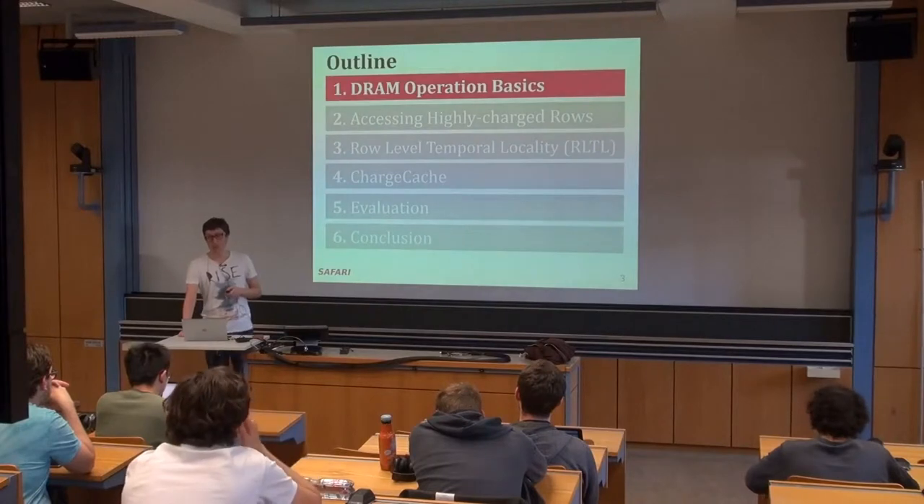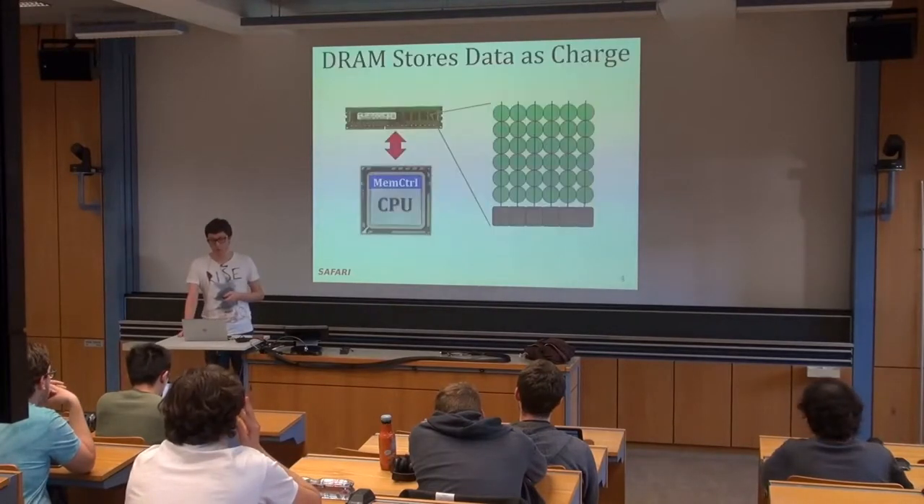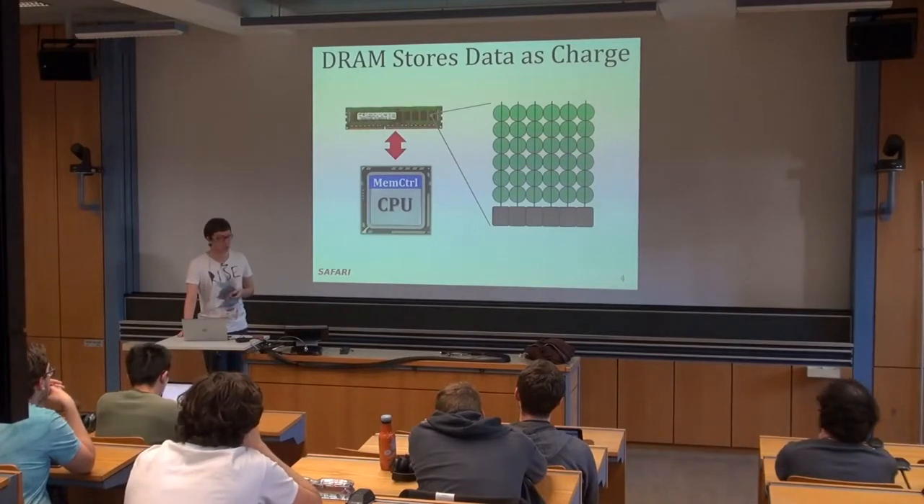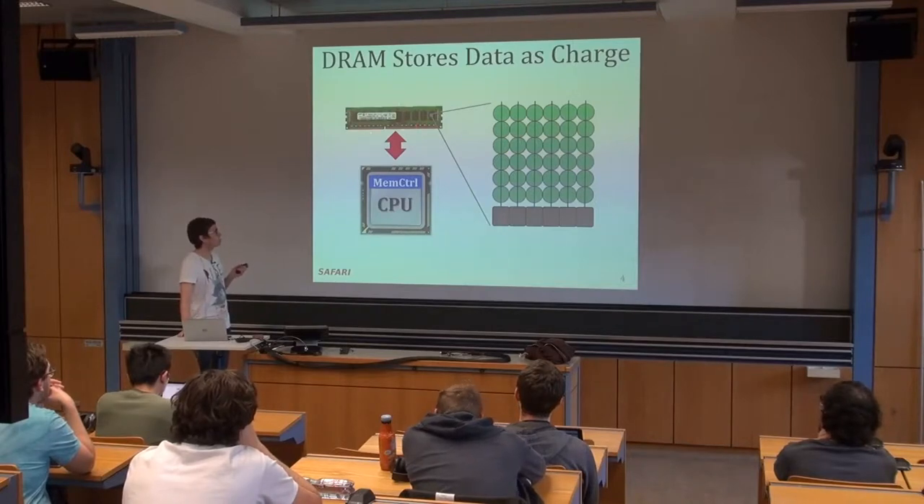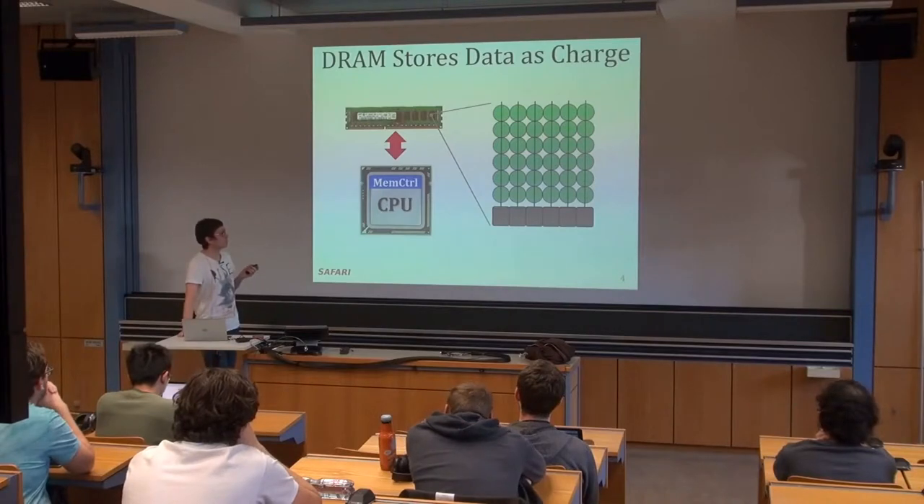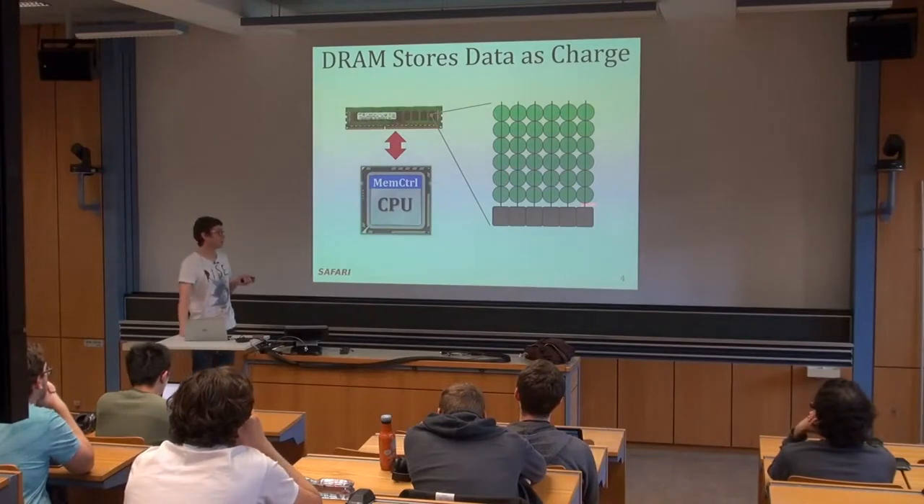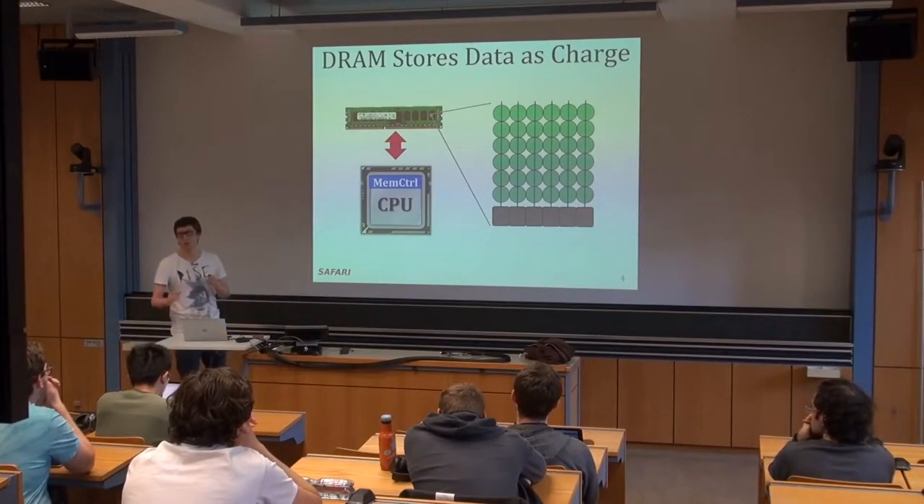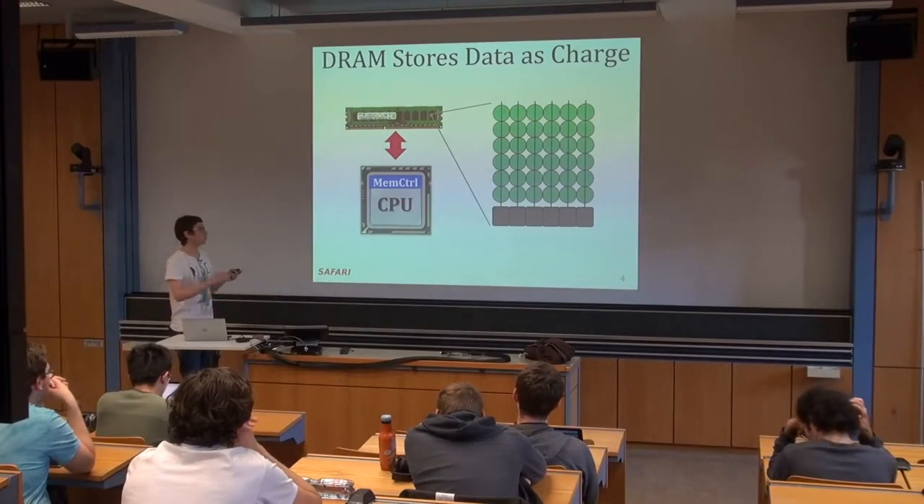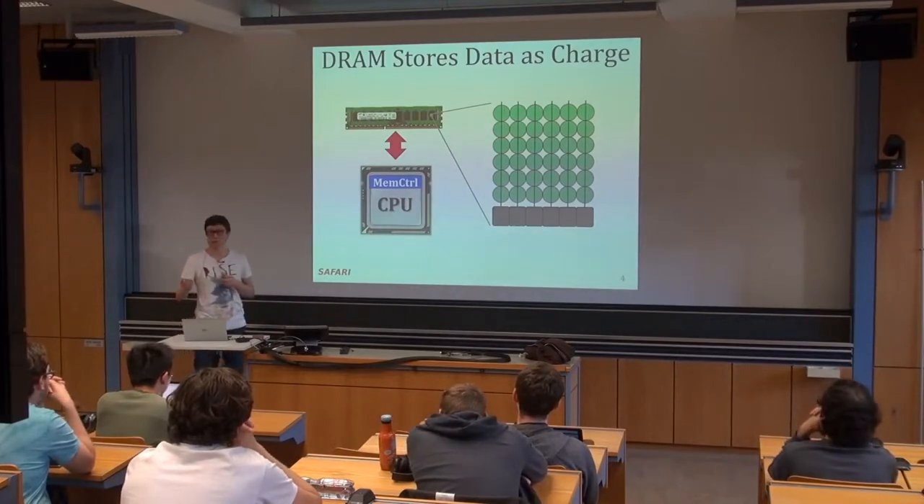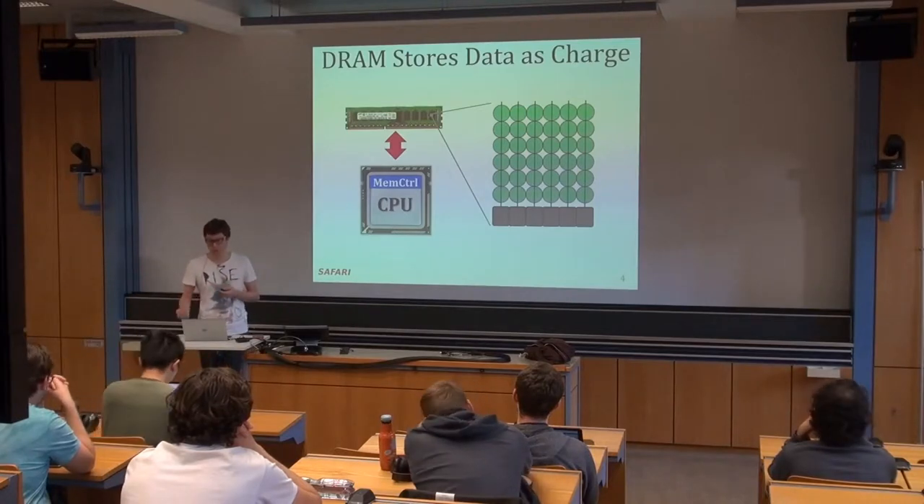I will start with some DRAM operation basics, and then we'll quickly go through the mechanism. Here you see a DRAM module. In this picture, we have 8 chips on this side. Inside each chip, we have DRAM cells that are organized as 2D arrays, which are connected to the sense amplifiers over here. And all those sense amplifiers form a row buffer. On this side, we have the CPU, which implements a memory controller. The memory controller talks to this DRAM module and sends a set of commands like activate, precharge, read, write, refresh.